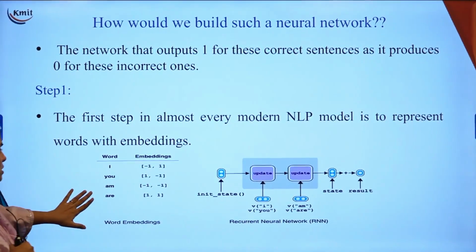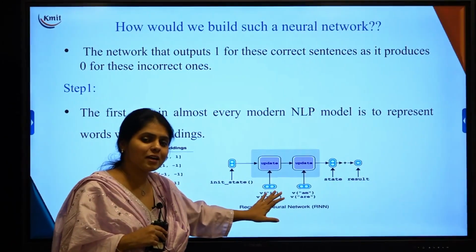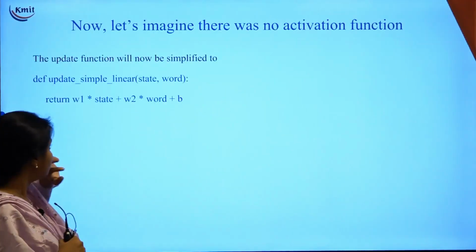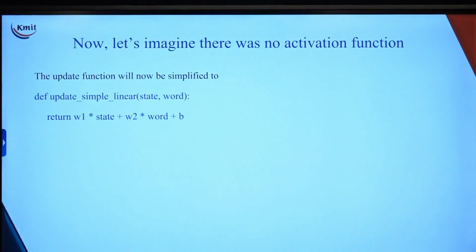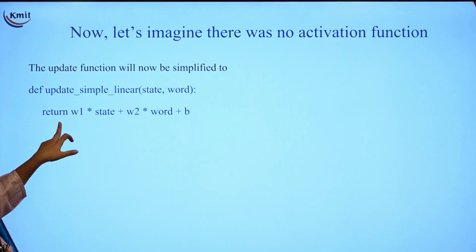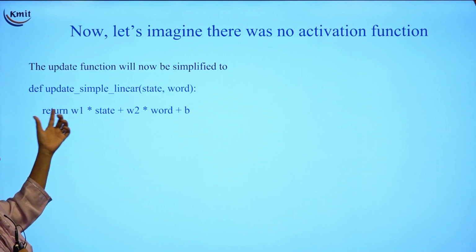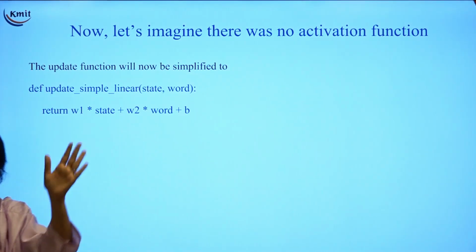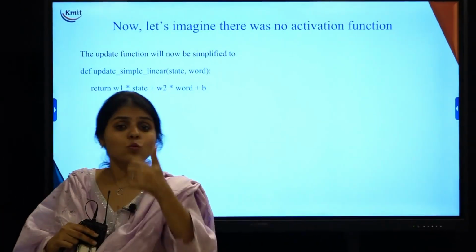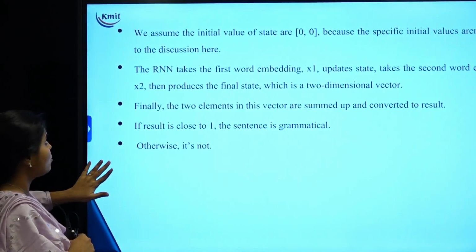Did you all understand the first step? I have taken the words and the corresponding word embeddings. I have built the simple RNN architecture with respect to the word vectors with update functions. Now let's consider it with no activation function. If I am not using any activation function, I take a simple function where I update one state with the first word, W1 into state, plus the second word embedding with the word.